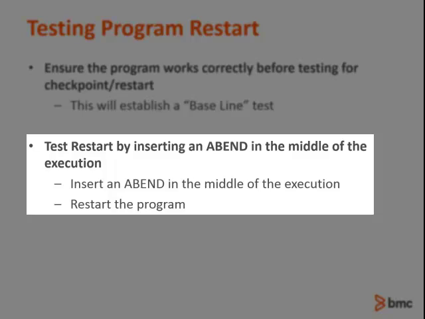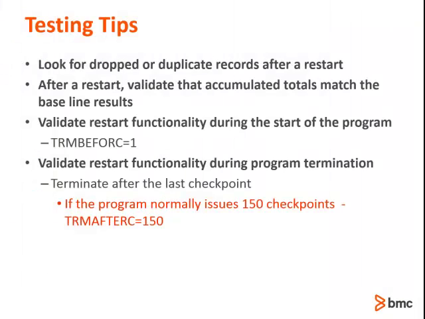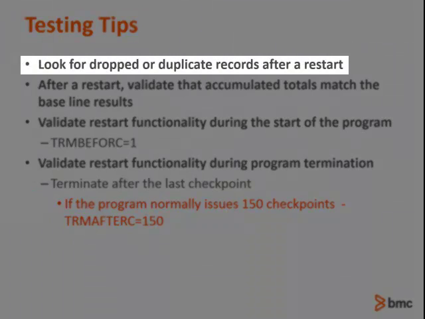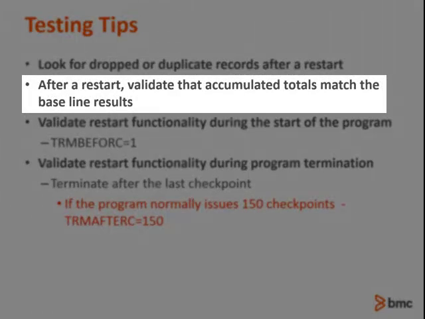After the job step completes, verify that the record counts on any files agree with the counts obtained during the baseline test case. If they agree, your program is restarting correctly. When testing for checkpoint restart, one of the most common errors will be either a dropped input record or a duplicated output record. Additionally, counters within the program may not be incremented correctly during restart processing.